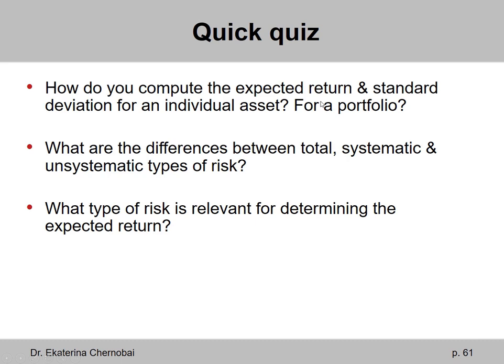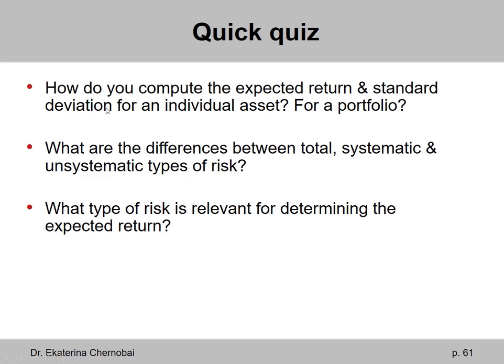Let's summarize. Let's summarize in the form of a quick quiz. How do you compute the expected return and standard deviation for an individual asset? The expected return for one stock is the probability of the first possible state of the economy multiplied by the return if that state of the economy occurs. Plus, you do the same product for the second state of the economy. Then you add the same product for the third state of the economy. And you keep doing that until you have covered all states of the economy.